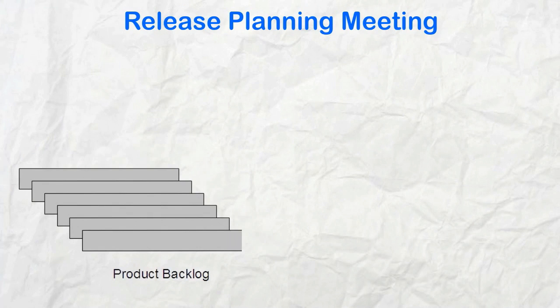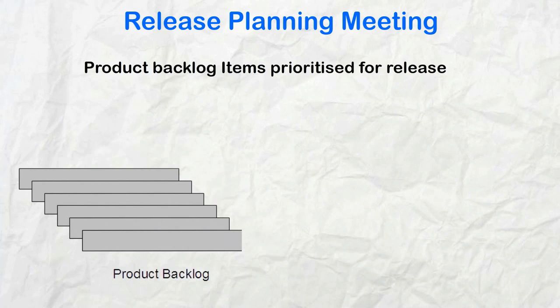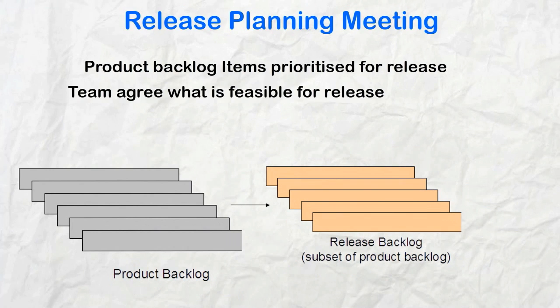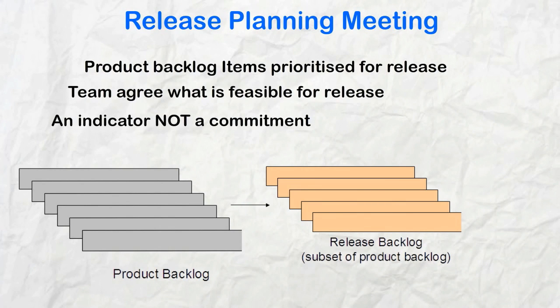Release Planning Meeting. The Release Planning Meeting is mentioned in the first revision of the Scrum Guide. The purpose of this is for the product owner to present a subset of features from the backlog and the team to agree what looks feasible to deliver in terms of scope or a release date. This, however, is not a commitment.